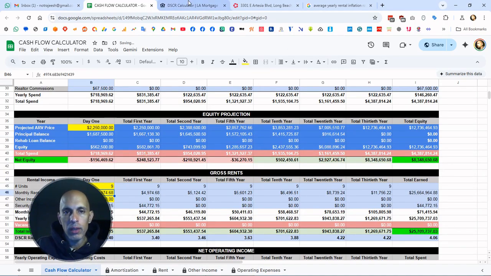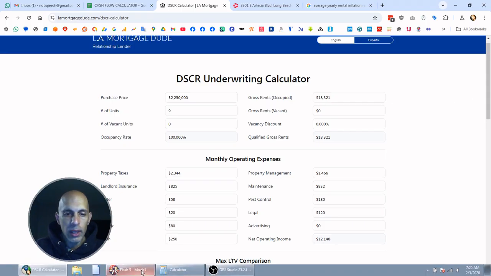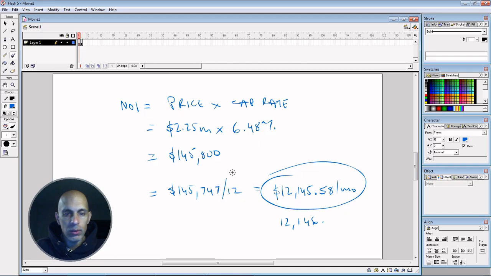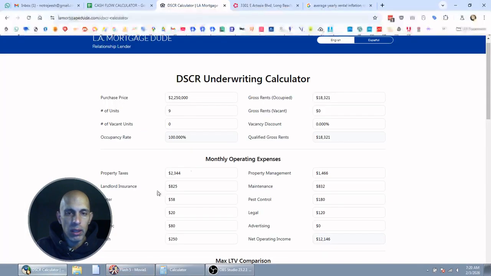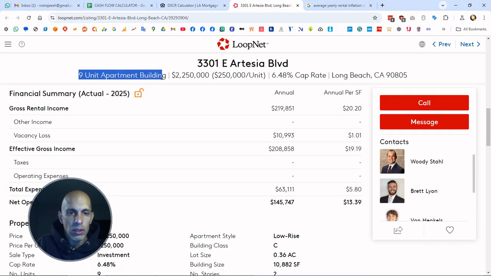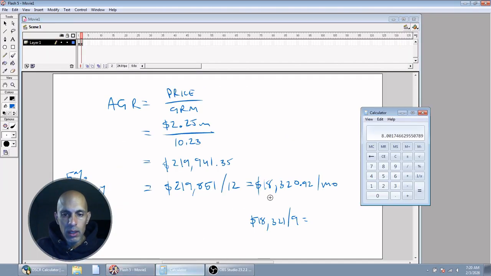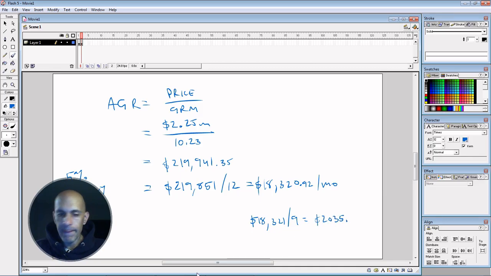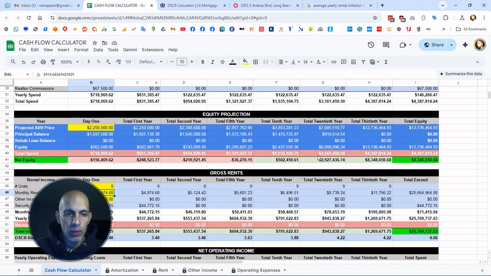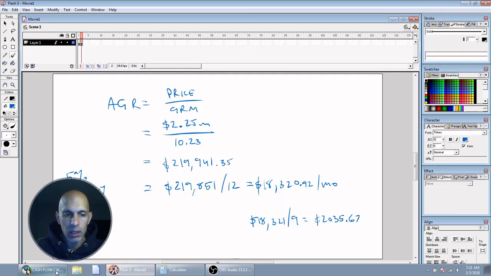So let's see, 9. So now we got to go back here and figure out the rent per unit. 18,321. So if we go here, 18,321 divided by 9, because this is a 9-unit building. See, 9-unit apartment building. 18,321 divided by 9. We are looking at 2035.67. So that's the average monthly rent per unit. 2035.67. I believe that's what it was. Let me double check. Yep.